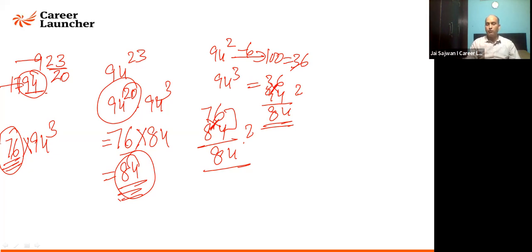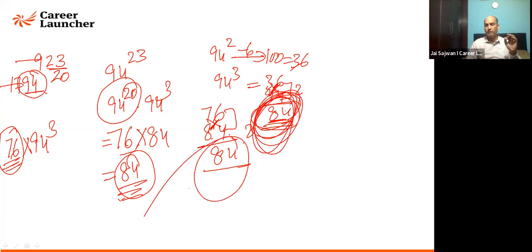So 94 to the power of 3. 94 square, it is 6 less than 100, 6 square is 36. 94 cube is what? It is 36 into 94. I'll multiply it by the duplex method. 6 4s are 24, 4 to carry. 4 3s are 12, plus 2 is 14. Plus 54 is 68. So 8 will come. 84 is your answer. Once more multiply 76 with 84. That gives you also 84. My answer is 84. Clear to all of you now?